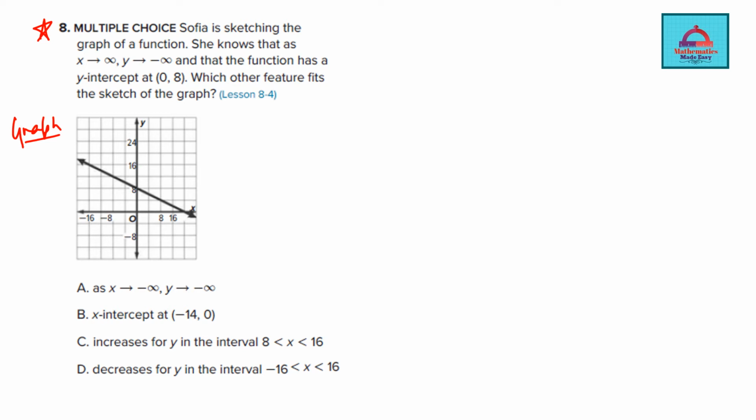So Sophia is sketching the graph of a function. She's already sketched it. This is how the graph looks. And she knows that when x is going to infinity, y is going to negative infinity. So that's a part of the end behavior. x goes to infinity means this side, so on the right side, end behavior is already given to you.